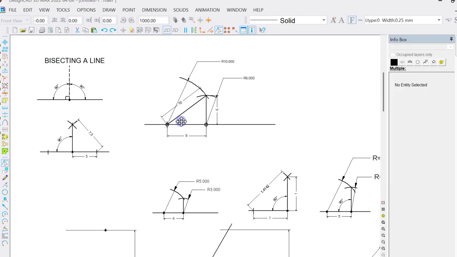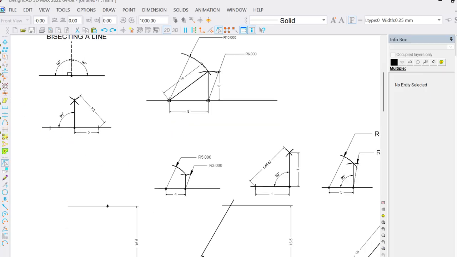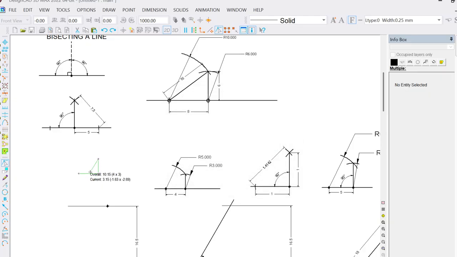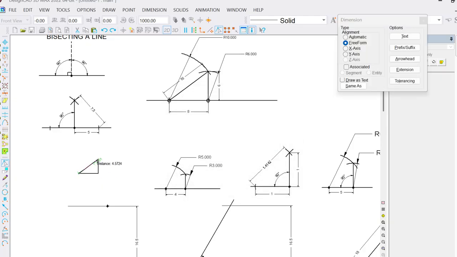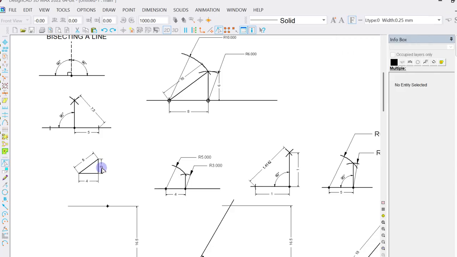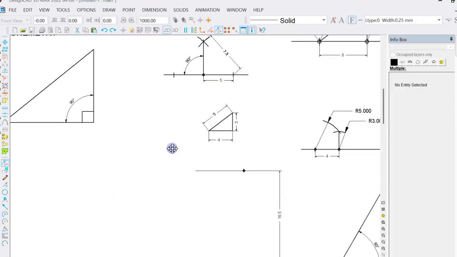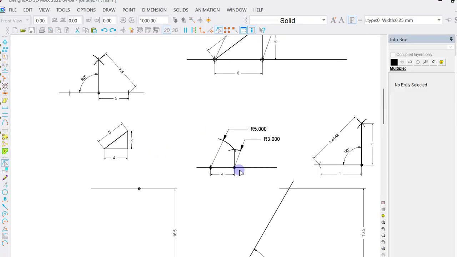You've heard of the 3 4 5 triangle. Let's just draw one real quick. Point relative is 4, enter. Point relative is 3 vertical, enter, and then the diagonal there, and then you end up with the 3 4 5 triangle, and it's exactly 3, 4, and 5 theoretically. Like that.